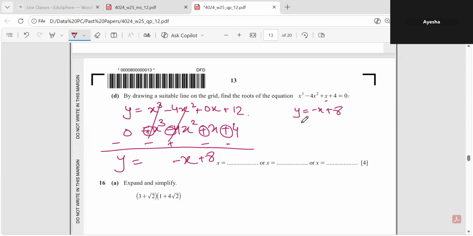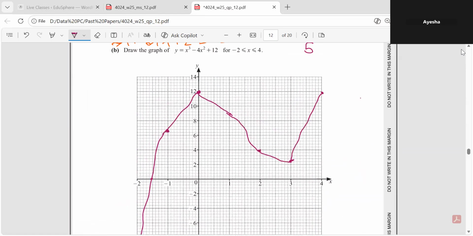It means if I put 0 for x, to draw this line, y equals 8. So the first coordinate will be (0, 8). For another coordinate I'm going to put 1, so it will be minus 1 plus 8, which means y equals 7. So for 1, it's 7. So I'm going to plot (0, 8) and (1, 7). (0, 8) is this one, and (1, 7) is this one. So I'm going to draw the line, and the line will go this way.